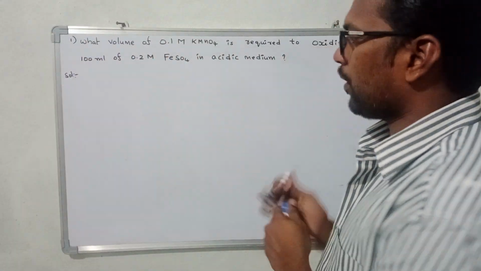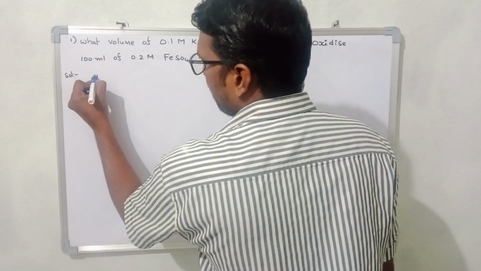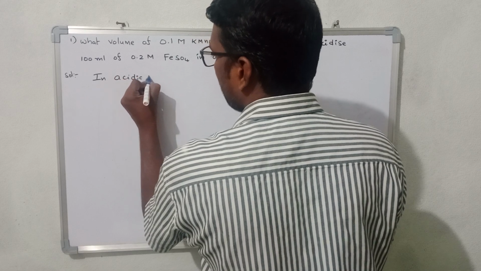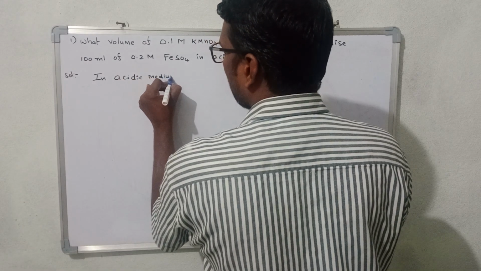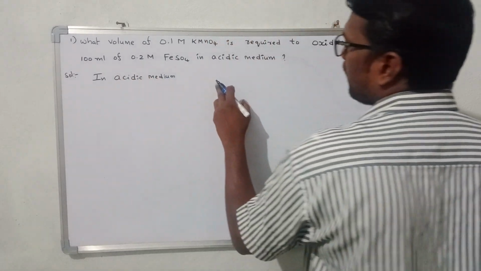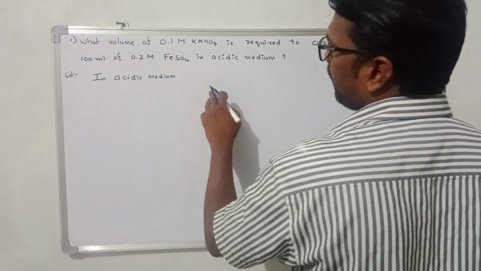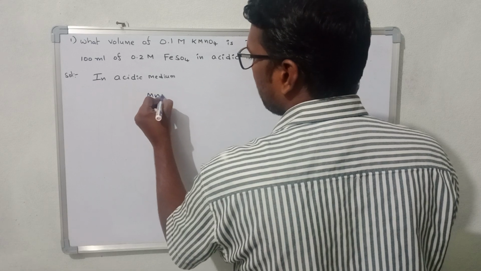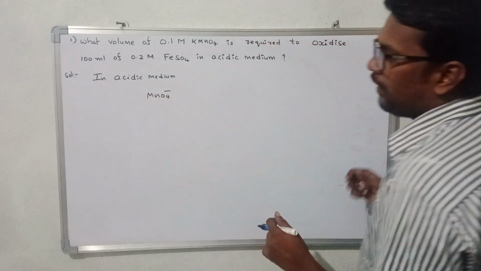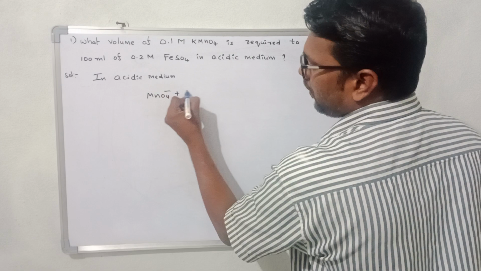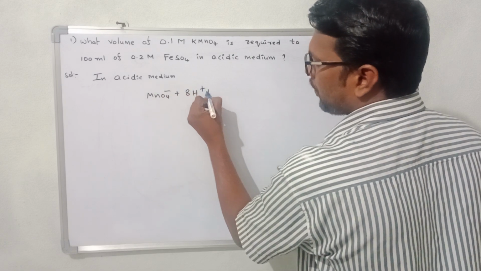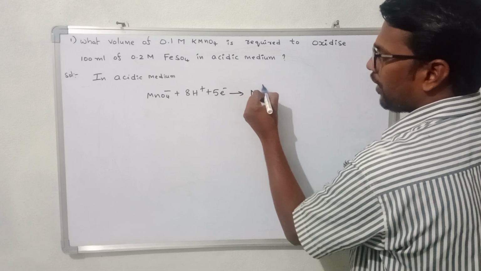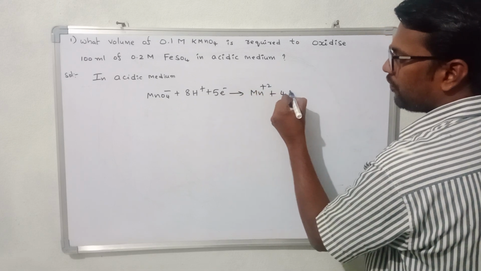So the problem you can solve in acidic medium. That's why first we take acidic medium. Within the acidic medium, first we can take MnO4. In acidic medium, this MnO4 is present as MnO4 minus. The reaction can be written like this: MnO4 minus plus 8H plus forms Mn plus 2 and 4H2O.